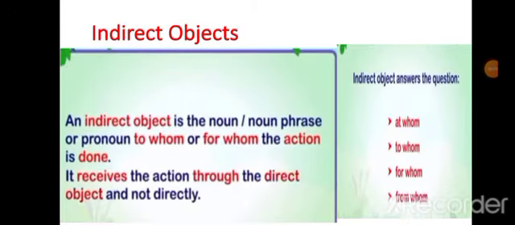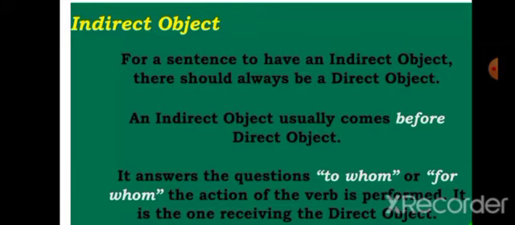An indirect object is the noun phrase or pronoun to whom or for whom the action is done. It receives the action through the direct object and not directly. Indirect object answers the questions at whom, to whom, for whom, from whom. For a sentence to have an indirect object, there should always be a direct object. An indirect object usually comes before direct object.